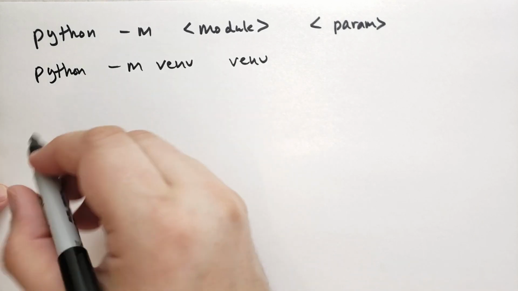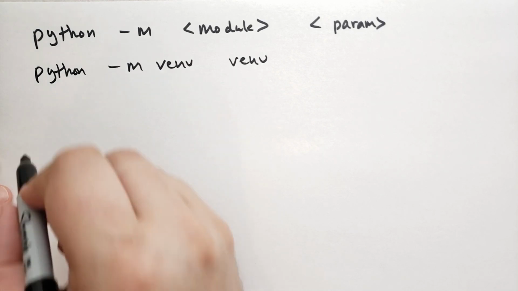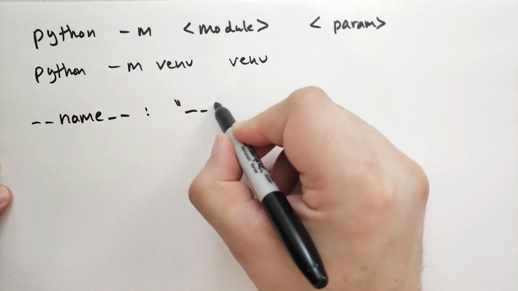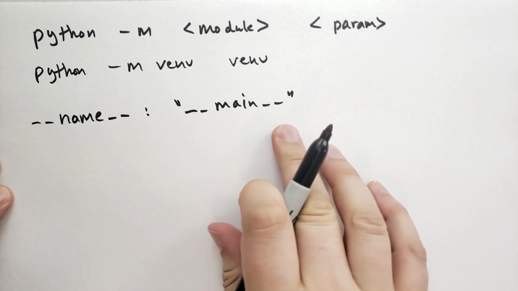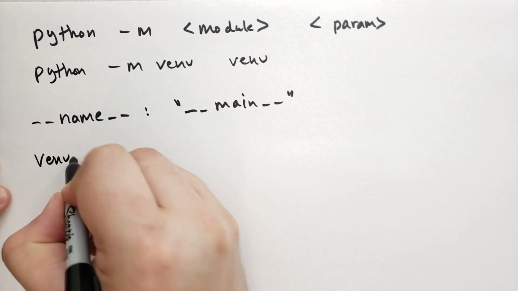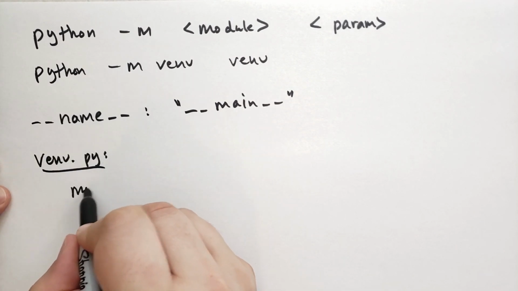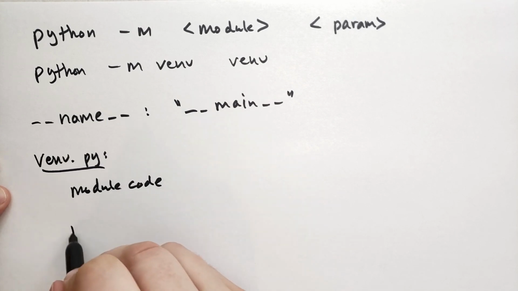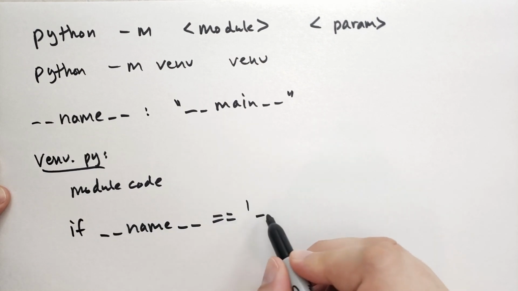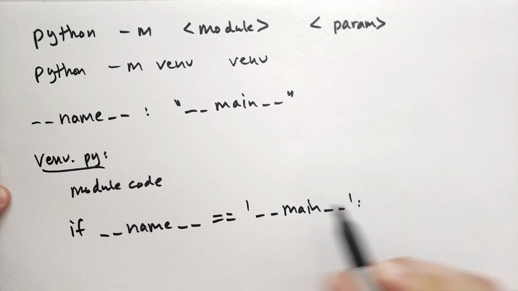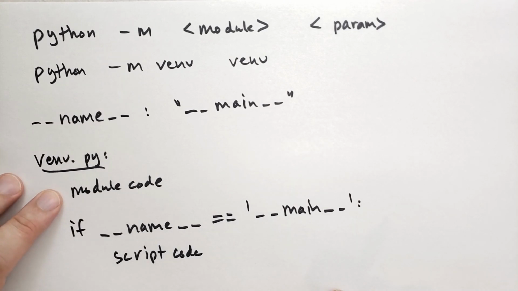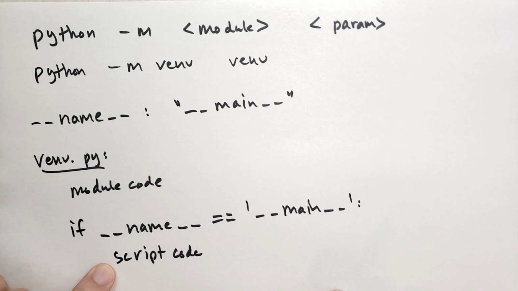One way this can work is inside the module itself, you can look at the name. If the name is __main__, that means the Python file is being run as a script. And so you might see in the venv.py module, you'll see module code, and then you'll see an if __name__ == "__main__", and then you'll have script code here. The module code is always run when it's imported or when it's run as a script, and the script code is only run when it's run as a script.